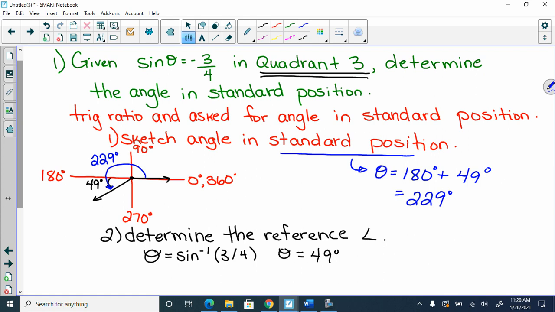Did that make sense? Step 1, sketch. Step 2, find the reference angle. And then step 3 would be your standard position. Get your answer. Okay? So that's if I ask you for standard position and give you a trig ratio.